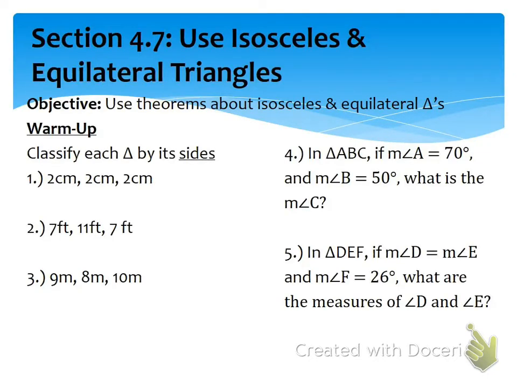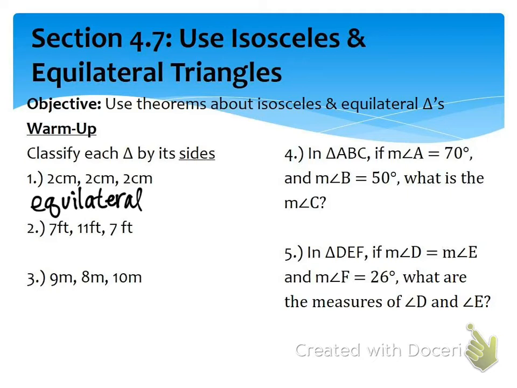Get into it. Section 4.7, we are going to use isosceles and equilateral triangles. Some of these properties we've already talked about a little bit, but as a refresher, let's classify these by their sides. Number one, each side is 2 centimeters. That's an equilateral. Yes, I would expect you to spell it out if this were a question on a quiz or a test.